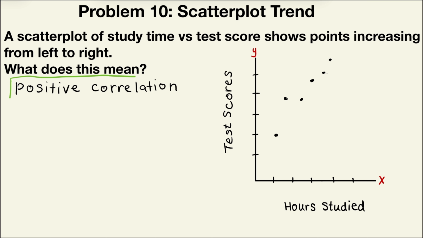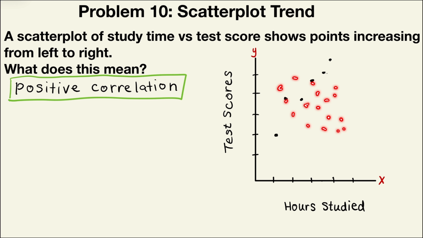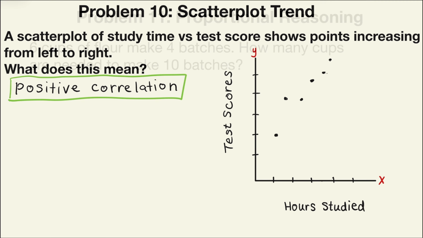But I will leave you with this. If there is no correlation, just know that the points are random. So they will look something like this, just all over the place, kind of clustered. And then if it's a negative correlation, it will slope downward. So sort of like this. Okay. So let's go ahead and move on to problem 11.